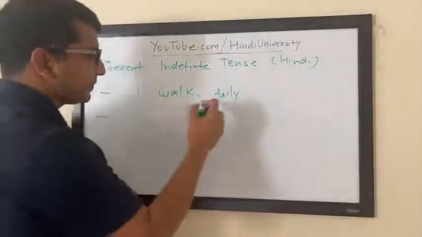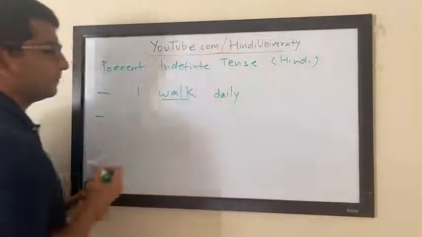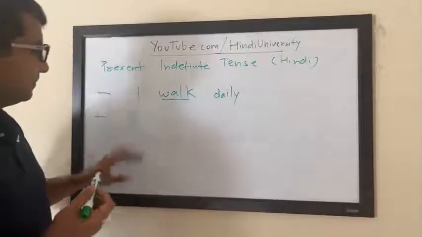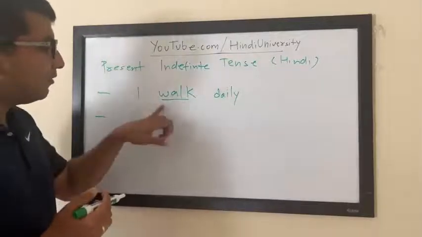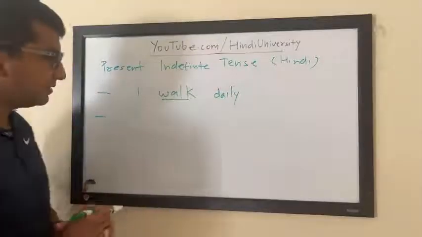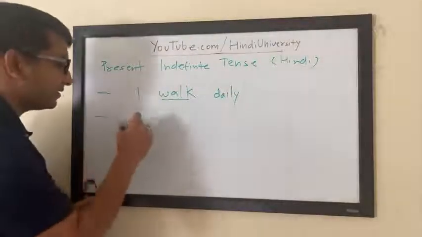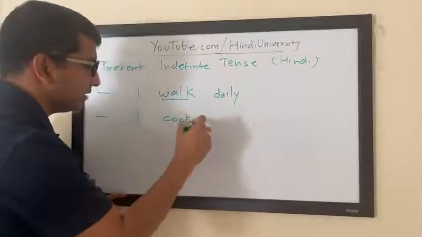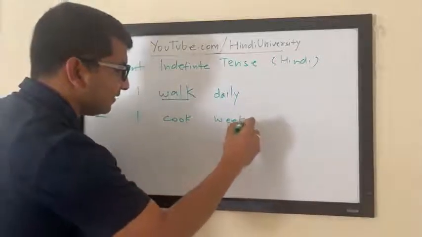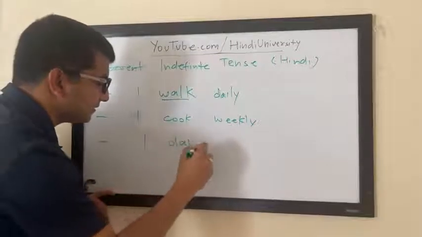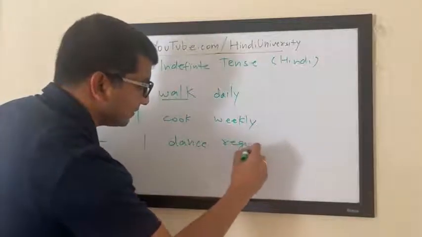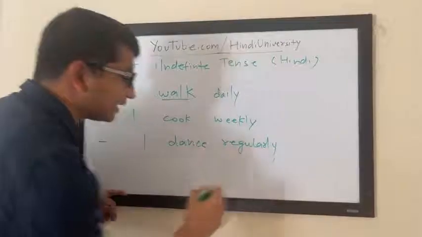Use a verb. Like the way you have walk, right? I walk. I cook. Very good. I dance. Okay. I travel. Awesome. These are all good examples, right?